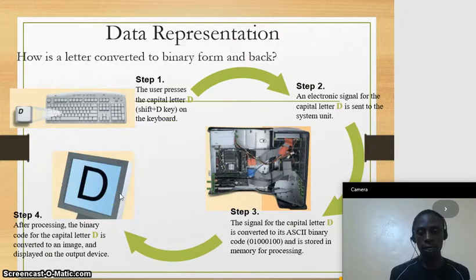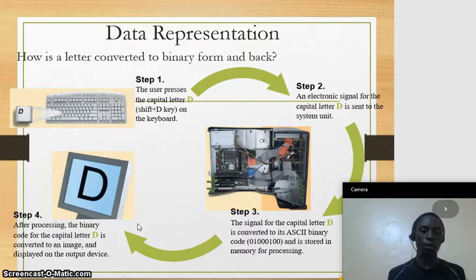Then our last step is step 4, where after processing the binary code for the letter we have given the computer, for example this binary code here, the letter D is converted to an image form, and displayed on our computers as the output on our screen.